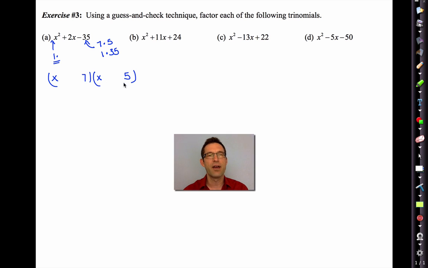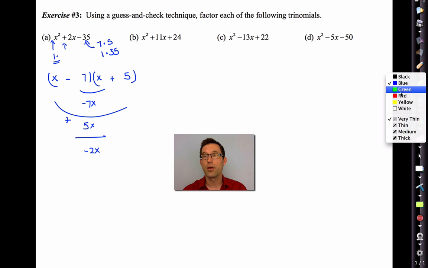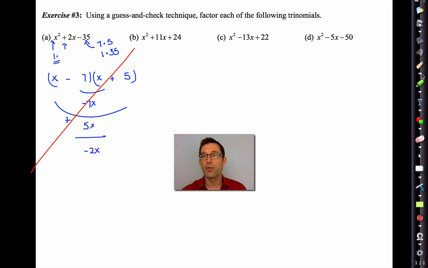So these are both reasonable guesses. 7, 5, and now what I need is positives and negatives. Well, let me make an incorrect guess first. This is an incorrect guess, but it's a reasonable guess because x times x is x squared and negative 7 times positive 5 is negative 35. It's not the correct guess because when I multiply these 2 together and I multiply these 2 together and add them, I get negative 2x, but I'm supposed to get a positive 2x. So that's the wrong guess, right? It's just wrong. We can put a giant red line through it. Anyway, so then I'll try this guess.